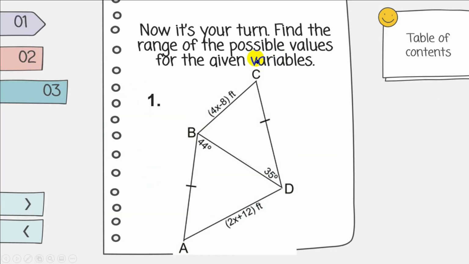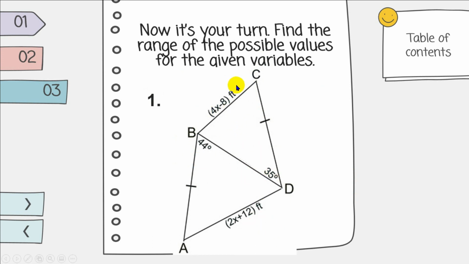Now, it's your turn. Find the range of the possible values of the given variable. So, we have this number 1. Ayan, solve nyo po muna sa notebook ninyo and then later on, write your answer on the comment section para malaman natin kung naunawaan nyo na nga ba ang topic na ito. Okay? So, ang given po dito is triangle ABD and triangle BDC. So, congruent po yung sides AB and side CD. Also, itong BD and DB. Kasi by reflexive property po yan. Given yung angle, so ang isa-solve natin ay yung side.